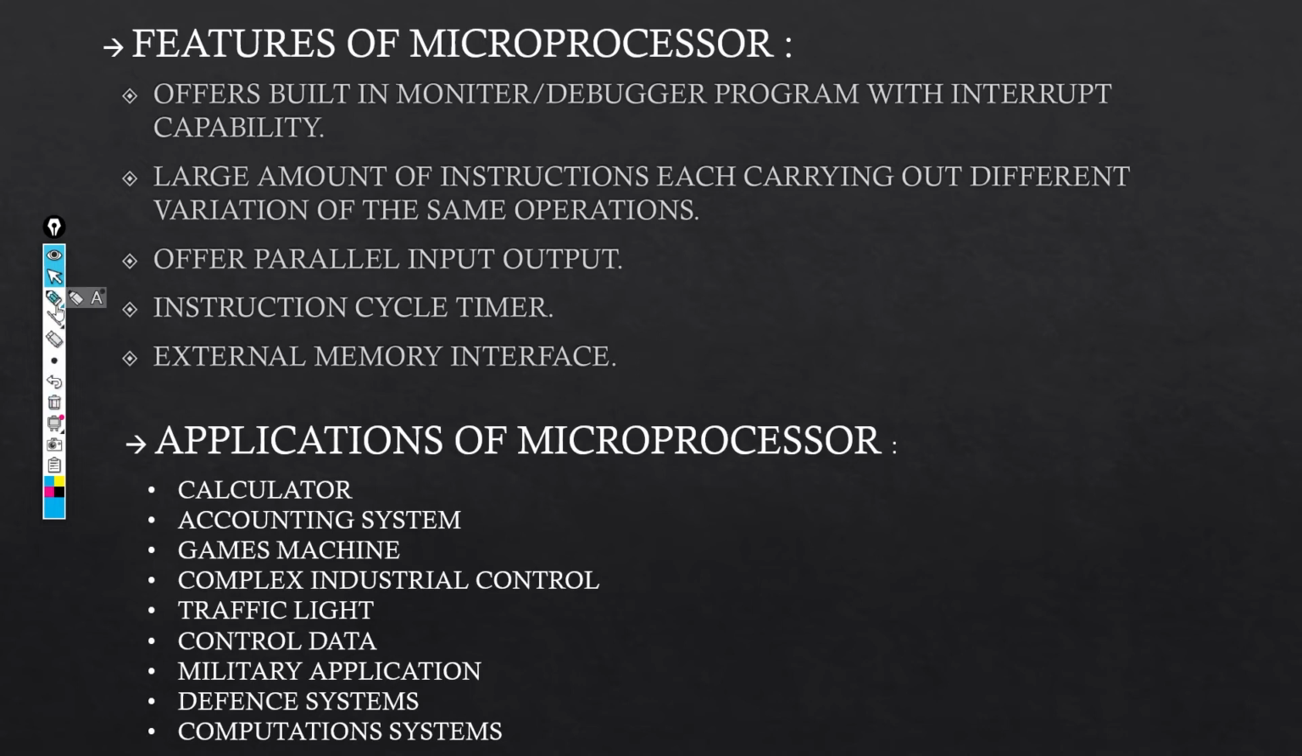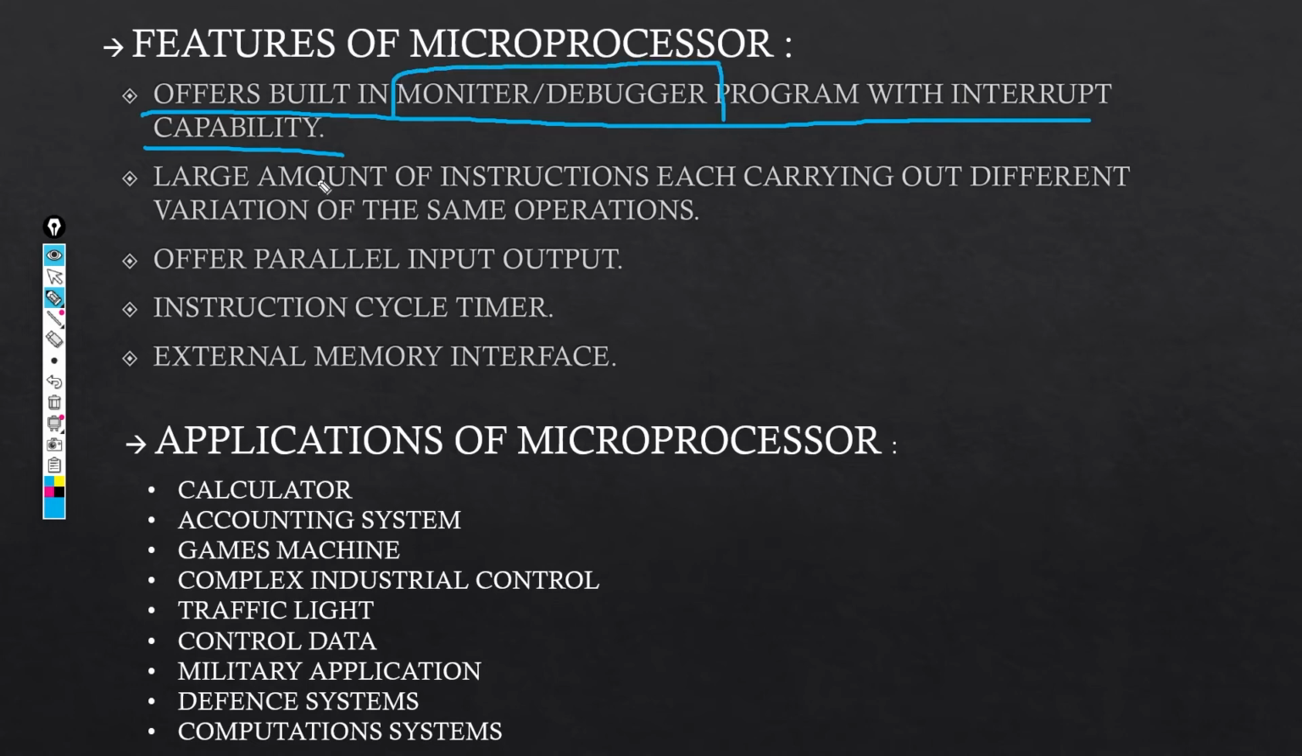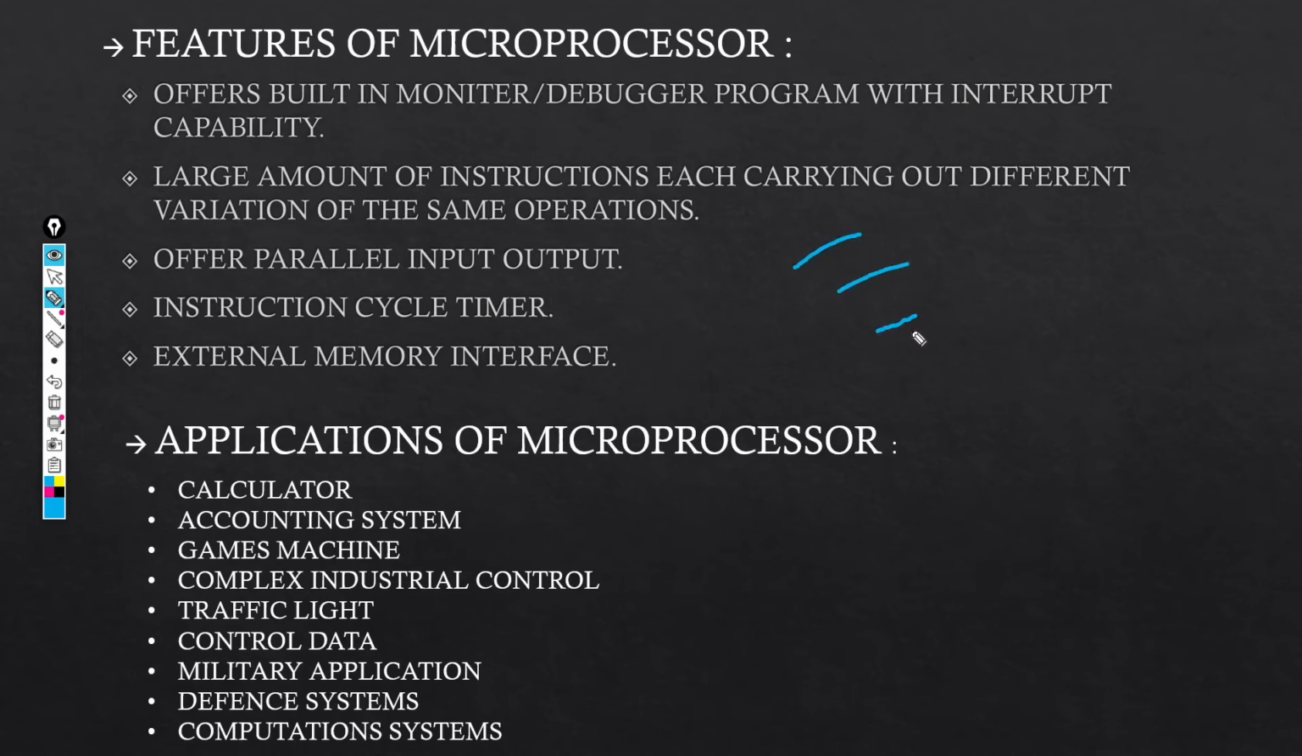Let's now see some features of microprocessor. A microprocessor offers a built-in monitor, debugger, and programmer with interrupt capability. It also has a large amount of instructions, each carrying out different variations of the same operation. Whatever operation we are performing, we have various instructions to carry out that operation in various different forms.